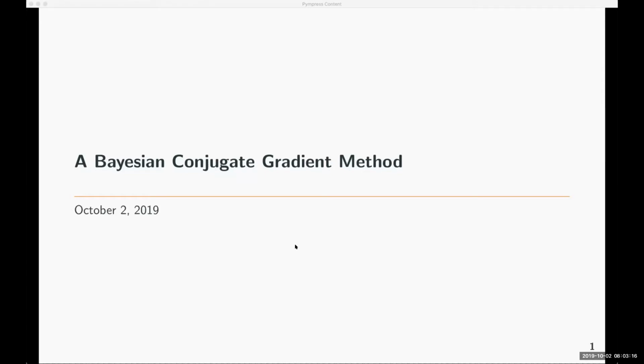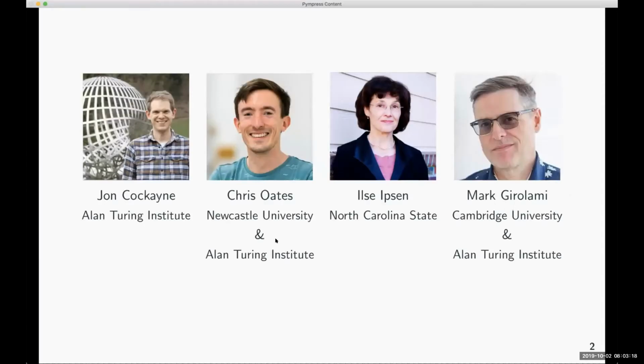So I'm going to talk about our paper, a Bayesian Conjugate Gradient Method, and these are the people who are authors on the paper. There's myself, John Cockayne, I'm a postdoctoral researcher at the Alan Turing Institute. There's Chris Oates, who's a professor at Newcastle University and the Alan Turing Institute. Ilse Ipsen, who's a professor at North Carolina State University, and Mark Girolami, who's a professor at Cambridge University and at the Alan Turing Institute.